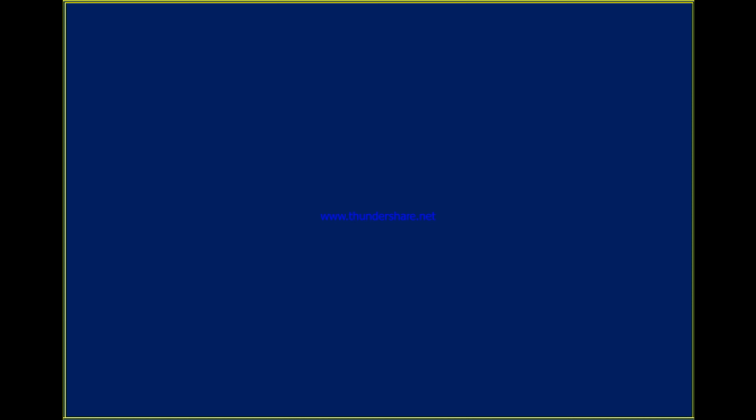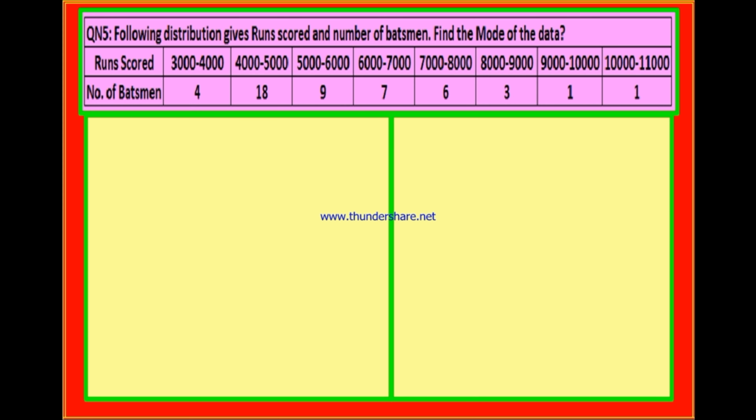Dear children, here is question number 5. The following distribution gives runs scored and the number of batsmen. Find the mode of the data. Here in this, the first row contains the runs scored and the second row contains the number of batsmen.